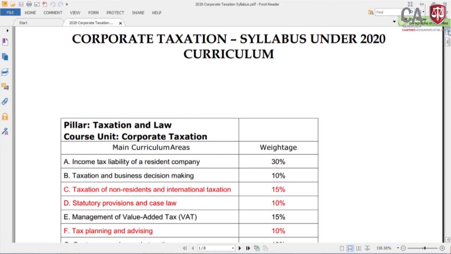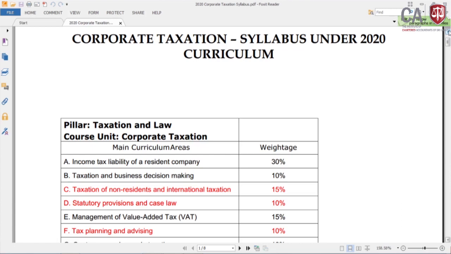Now, looking at your entire curriculum, income tax liability of a resident company, I am not going to do. But don't worry, in the revision session I will take questions and we will do it. As far as theory is concerned, I am not going to discuss this 30% syllabus area, because with the pilot paper, the online examination paper discussion and the mock paper discussion, you have hammered these areas. Then taxation and business decision making, in most cases we will come to this part in the revision session, not in the theory part.